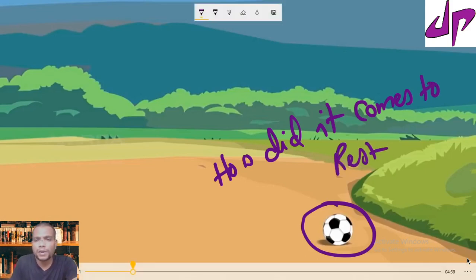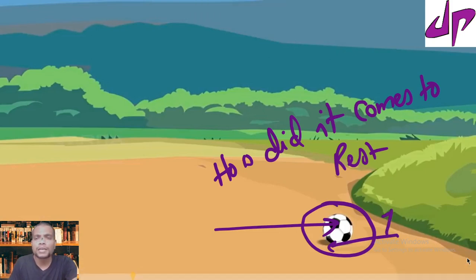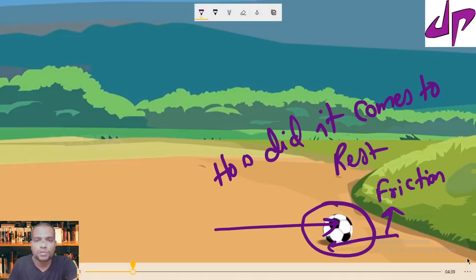Since we applied a force along this direction, some force should act opposite in direction. So the force which acts opposite in direction, here it is friction. That force is friction.